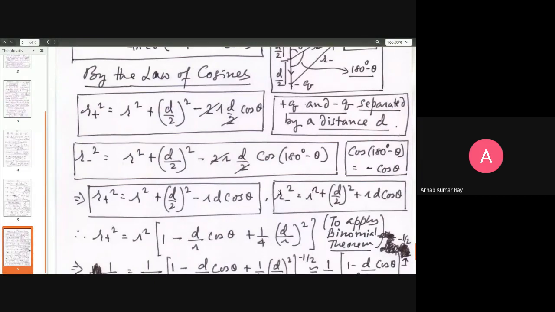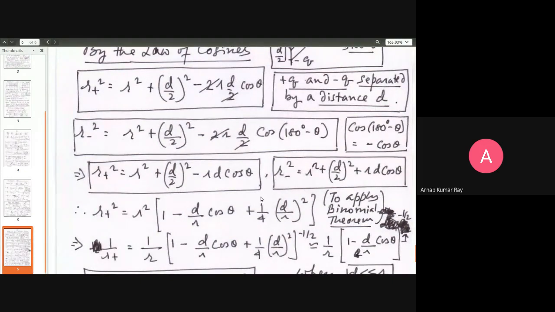This here gives this, and this formula in the box gives this. r minus squared is equal to r squared plus (d by 2) squared plus rd cos theta. Where's this plus coming from? You already have a minus. That comes from the law of cosines. And then cos of 180 degrees minus theta will give you minus cos theta, minus and minus will give you plus rd cos theta.